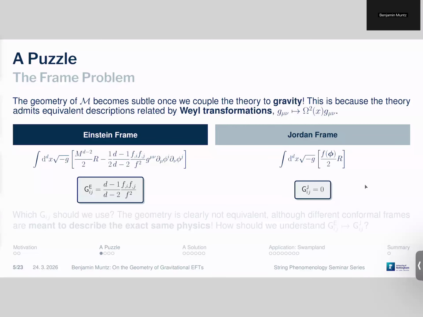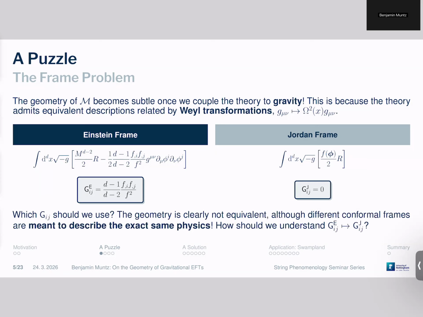And so this leads to a question. If we want to employ field space geometry for all of these different topics that I showed you on the previous slide, then which metric should we use? All of these geometries are clearly not the same, although different conformal frames are meant to describe the exact same physics. So how should we understand this transformation when moving between different frames, of how the field space metric transforms?